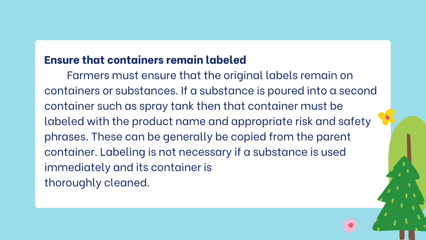Farmers must ensure that the original labels remain on containers of substances. If a substance is poured into a second container, such as a spray tank, then that container must be labeled with the product name and appropriate risk and safety phrases. This can generally be copied from the parent container. Labeling is not necessary if a substance is used immediately and its container is thoroughly cleaned.